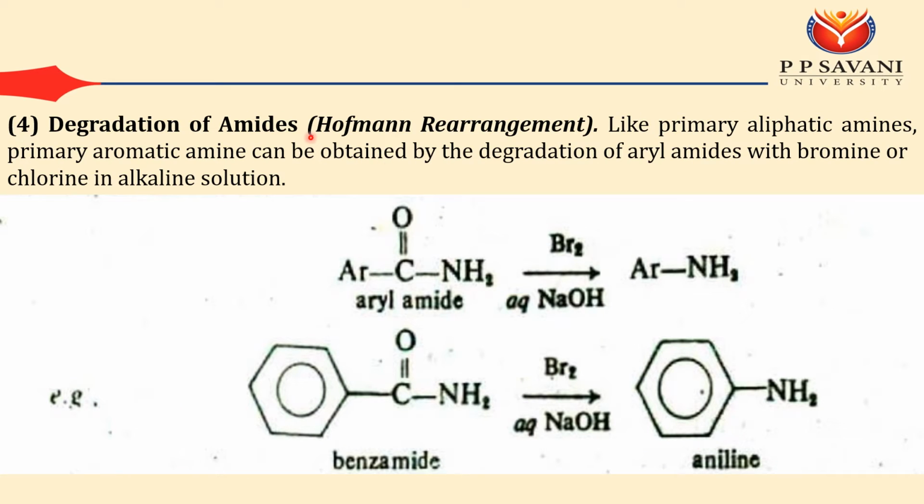Even degradation of amide, or I can say Hofmann rearrangement. This is generally the Hofmann rearrangement you can see in the presence of an amide group. If an amide group is present, the rearrangement is the Hofmann rearrangement. So you have to do the reaction with bromine and NaOH. And last semester, I think you had learned about this Hofmann rearrangement, from amide to amine.